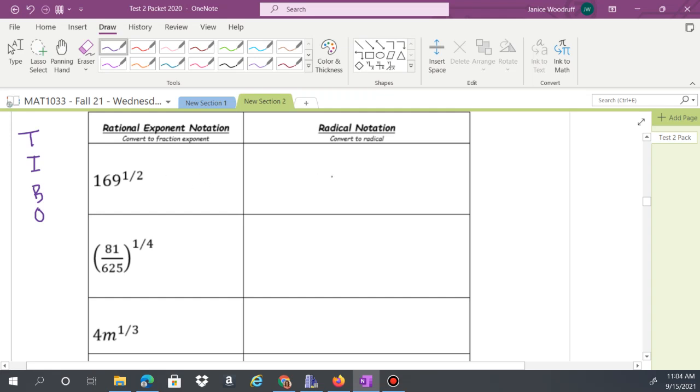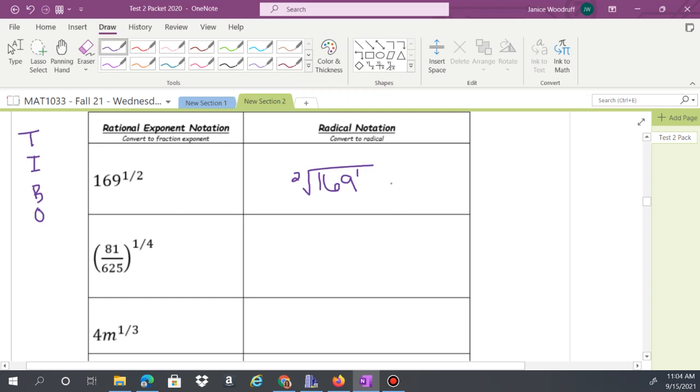Okay, what we will do is this. You're going to take the base of the exponent and write it down with your radical sign. The top of the fraction, so the top of this 1/2, goes inside the radical, right there. The bottom of the fraction goes outside the radical. So top, inside, bottom, outside.